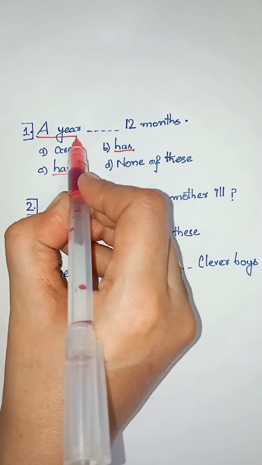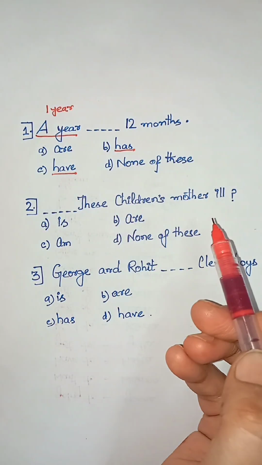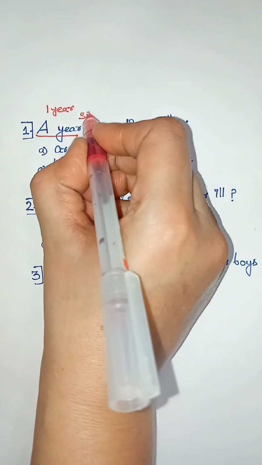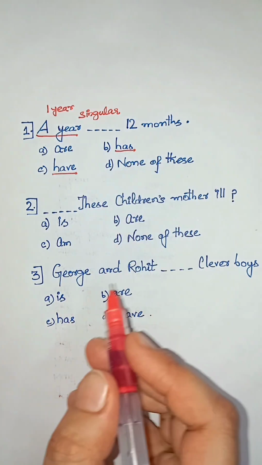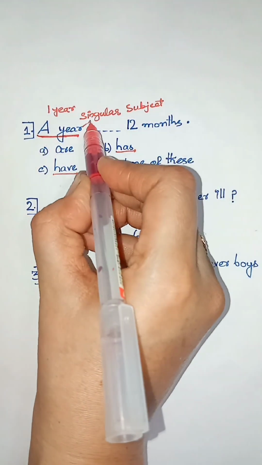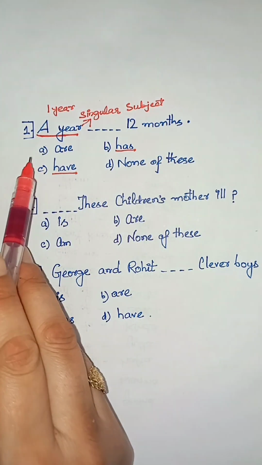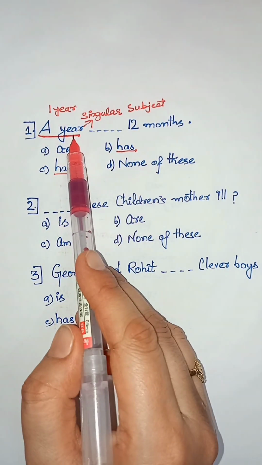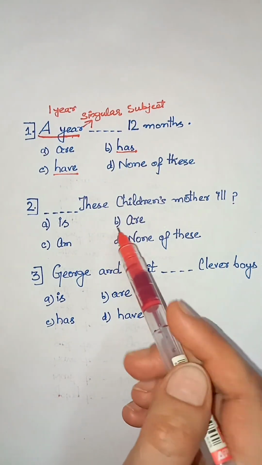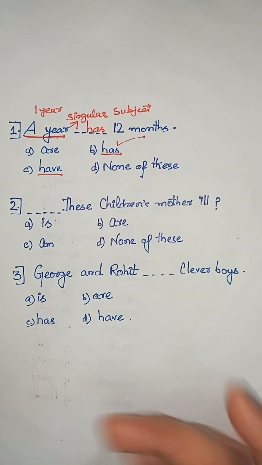So, a year means 1 year, right? You are talking about one single year, so it is a singular subject, isn't it? Also, it is a universal truth. If you see, a year will only take a singular verb. And what is the singular verb which we have discussed? Has. Has is a singular verb, so has is the right answer.